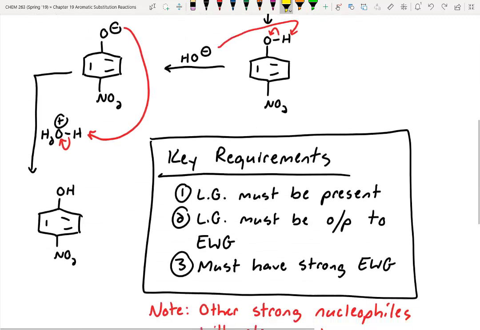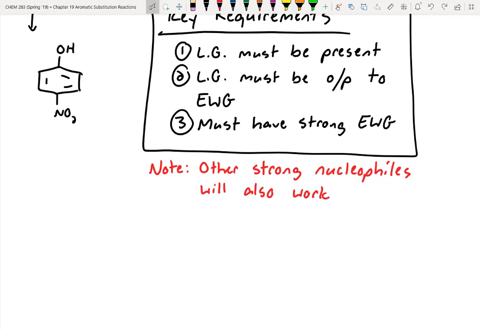So down here, we said other strong nucleophiles might also work. So you could have something like an alkoxide nucleophile. You could have something like sodium amide as your nucleophile, something like that. As long as it's a really good nucleophile, it can attack in and accomplish this.